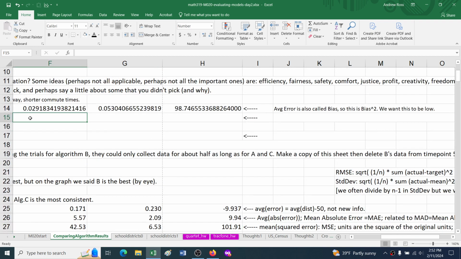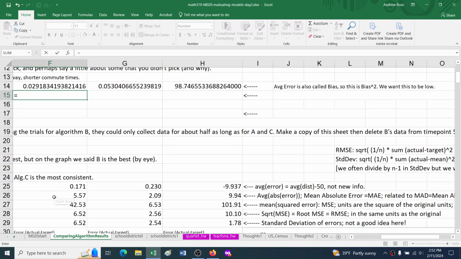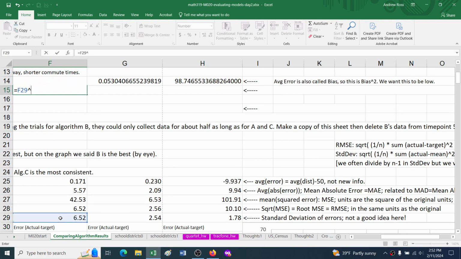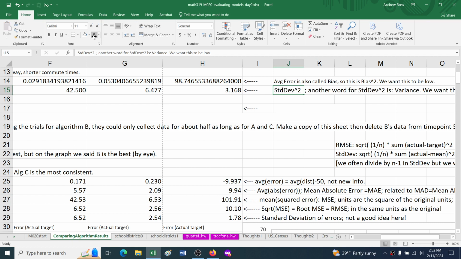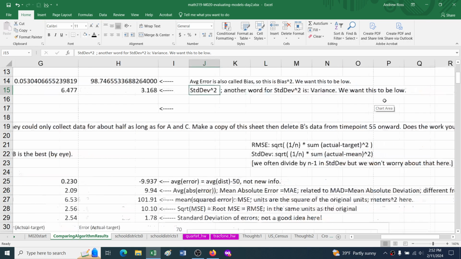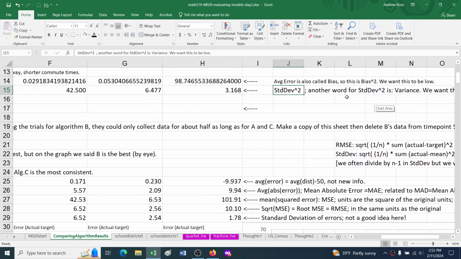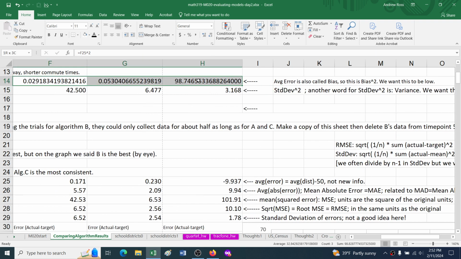So we could also take that, and just to get consistent units, we could square the standard deviation. And the standard deviation squared, another name for that is variance, and we want that to be low. So we have these two things we want. We want the squared bias to be low, and we want the standard deviation squared, or the standard deviation, to be low.